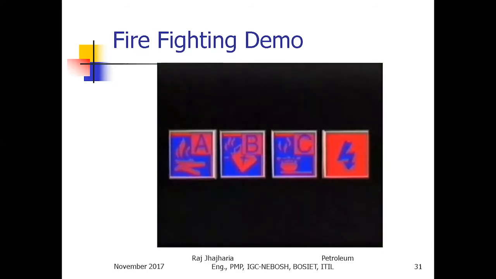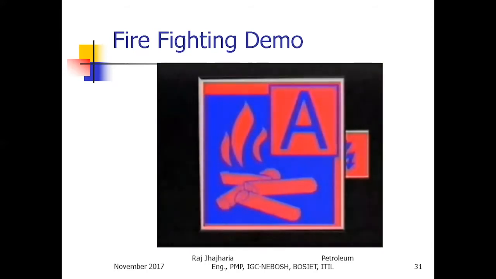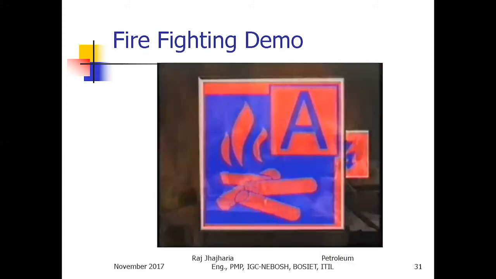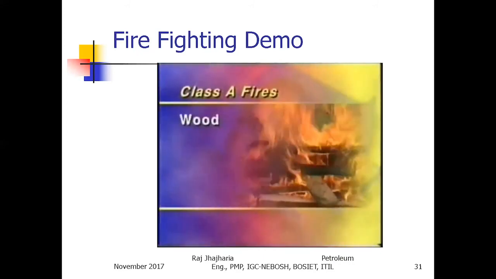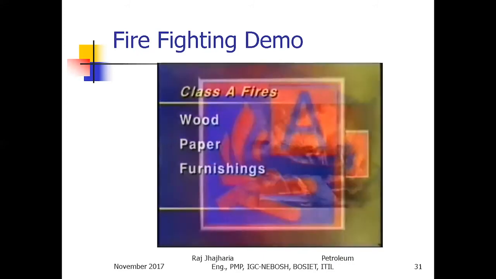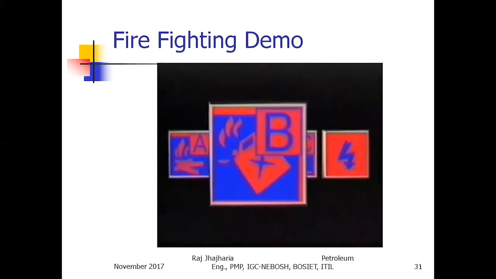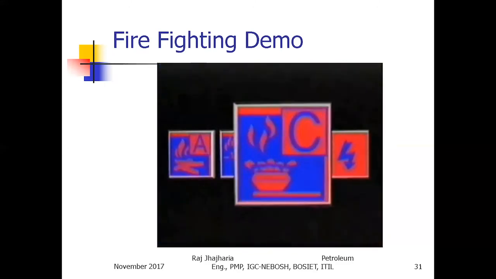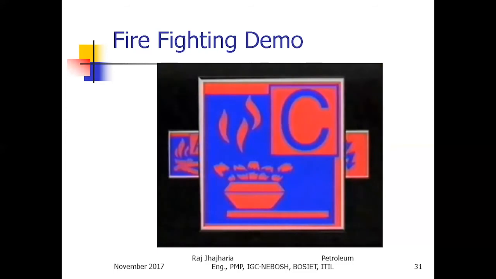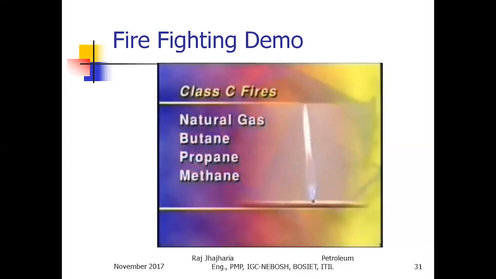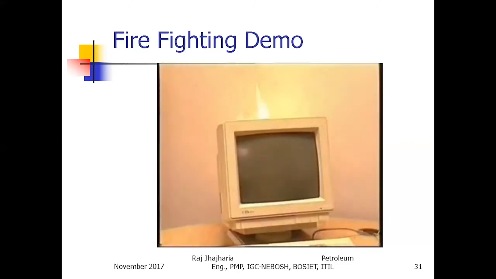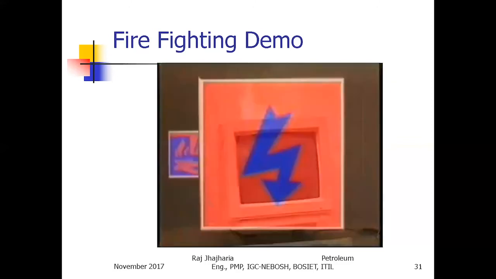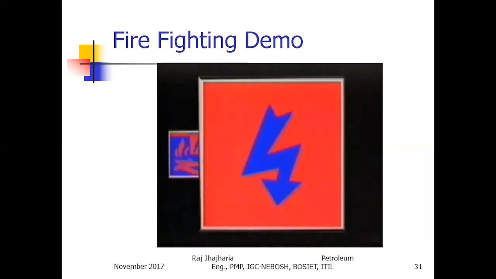For example, this pictogram indicates that the extinguisher is suitable for Class A fires, which includes materials like wood, paper, furnishings, and so on. This one indicates Class B fires, which covers fires involving flammable liquids. This one indicates that the extinguisher may be used on Class C fires, which are those involving flammable gases. Extinguishers which are suitable for use on fires involving electrical equipment will display this icon.